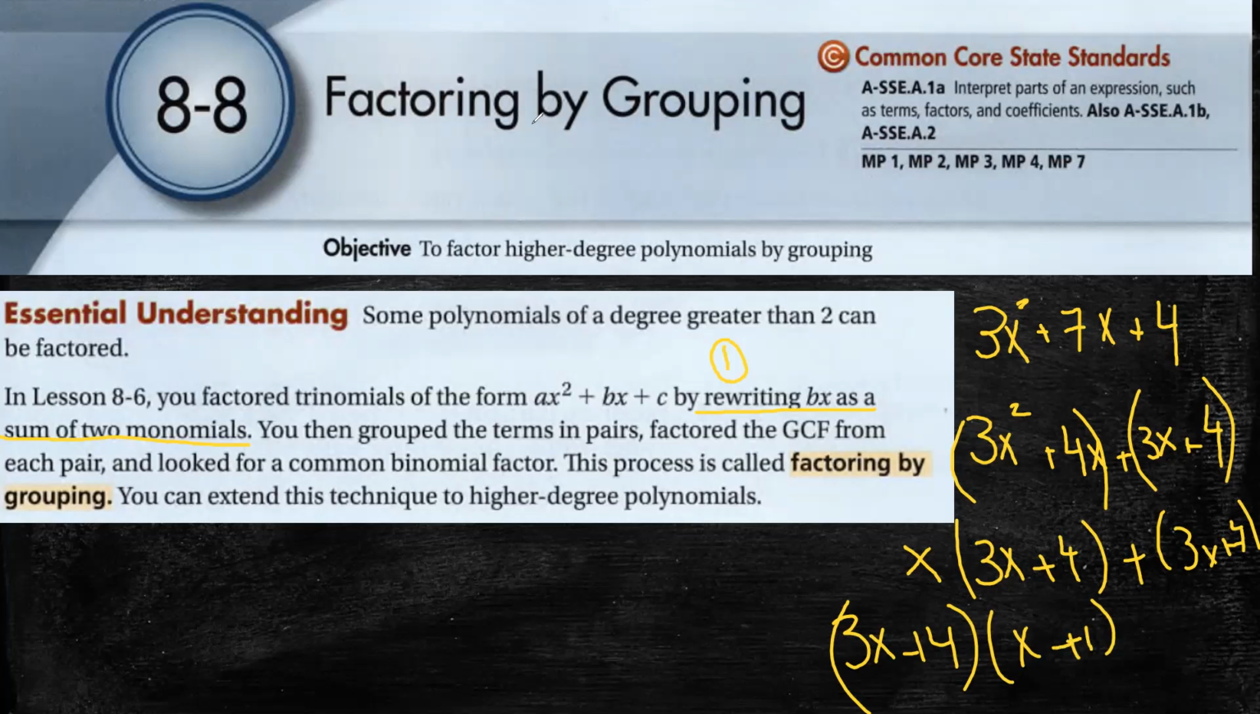This was what we did if we want to factor a trinomial with ax squared plus bx plus c. We rewrite bx as a sum of two monomials. We then group the terms in pairs. We factor the GCF and we look for the common factor. This process, we call it factoring by grouping. And this way, we can also use it to factor the higher degree polynomial. Now, let's see how.